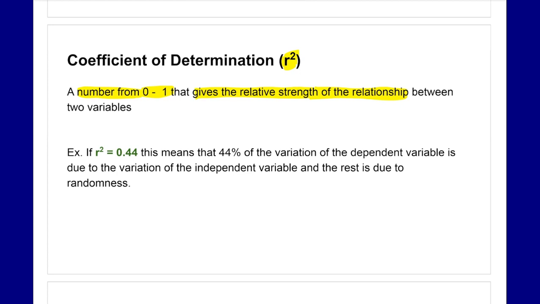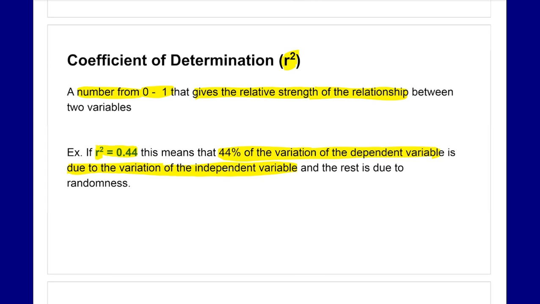And how we read it is that, say for example, if our r squared is 0.44, that means 44% of the variation of the dependent variable, or the change of the dependent variable, is due to the variation of the independent variable. So in this example, if we had a 0.44 r squared value, that means that less than half of what's happening to the dependent variable is due to the change that we're making in the independent.